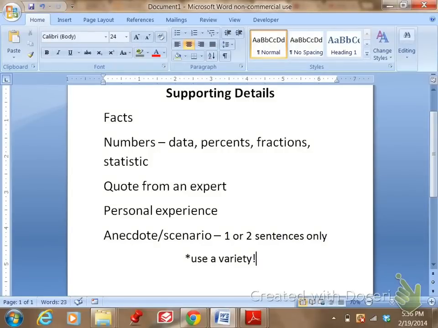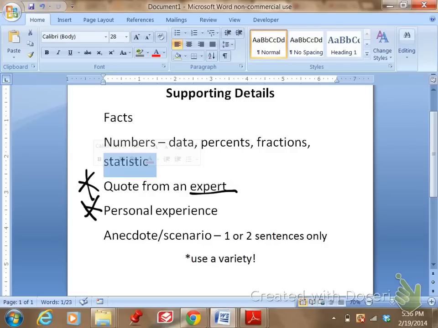Also, if you can, use a quote from an expert, and that can be something that you know was said or was written. Experts can be anybody from a politician to your mother, and it could be something that she said that you could use. Your own personal experience. This is a great way to connect with the reader and get on an emotional level, or show that you want to relate to your audience.